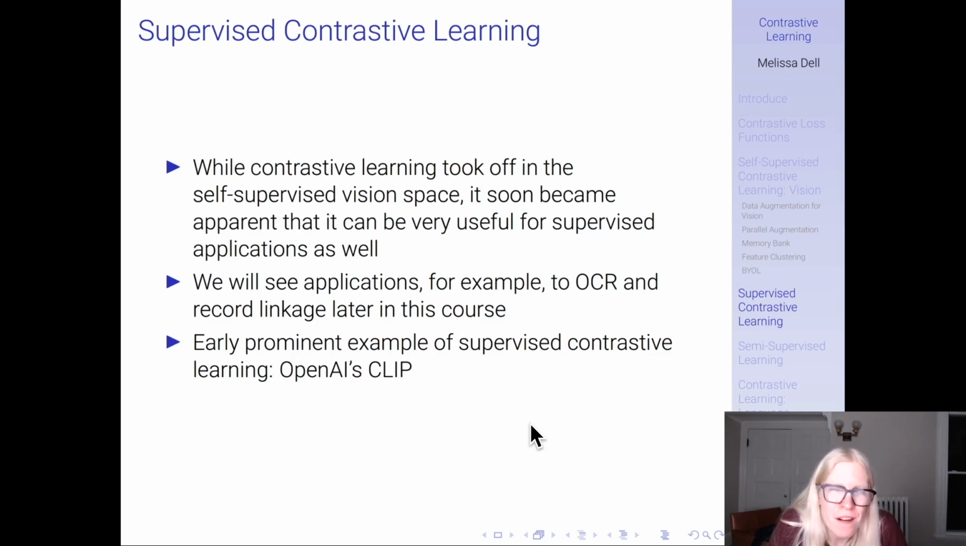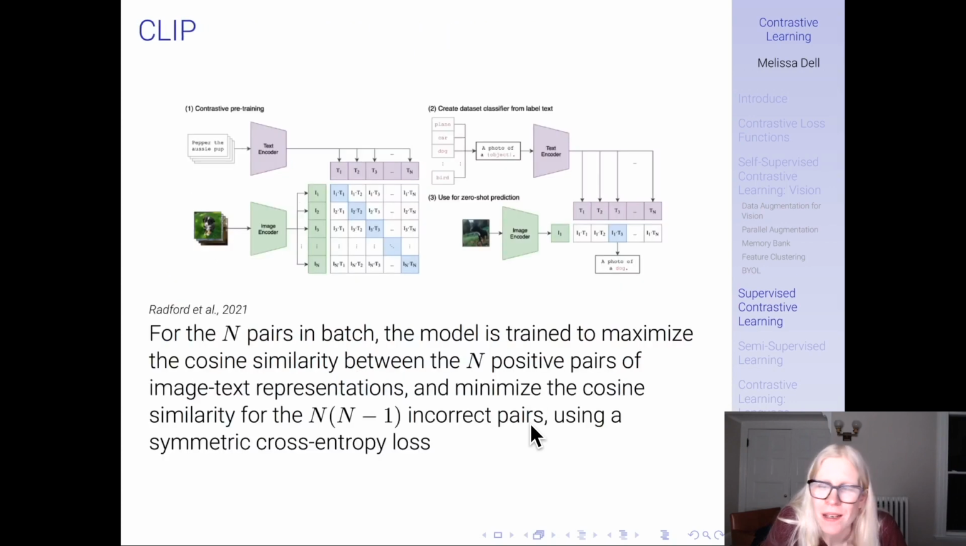To give a very famous example that I think popularized contrastive learning in the supervised space, there is OpenAI's CLIP. OpenAI are the people who brought you GPT and who have had other very successful large models, CLIP being one of the foremost ones. CLIP is trained on image caption pairs, so you have an image and then you have its caption, which is text. And they train this contrastively.